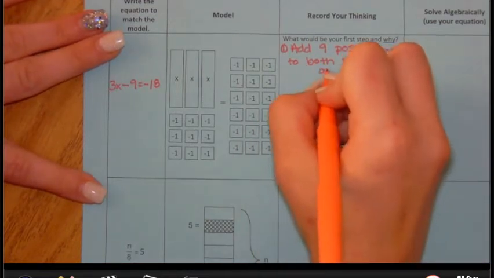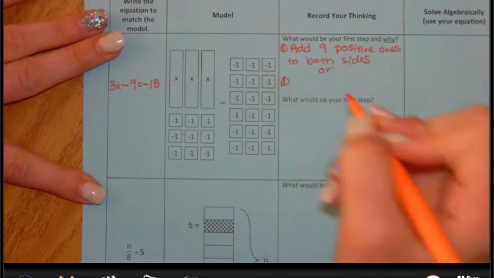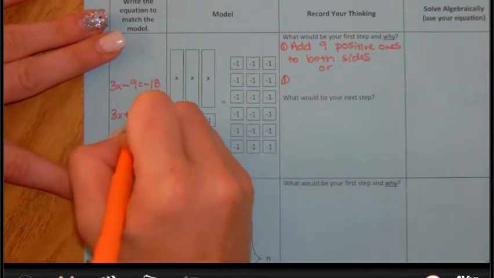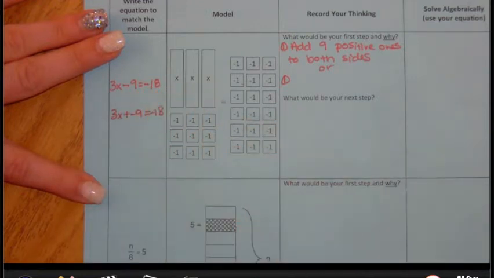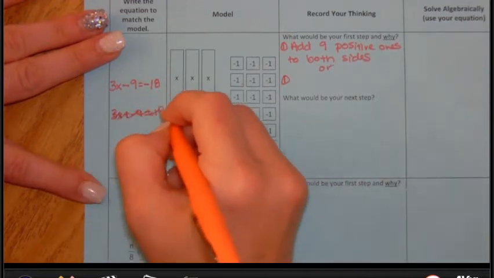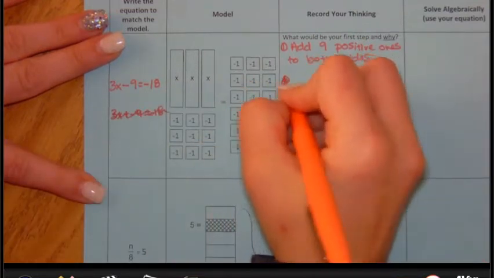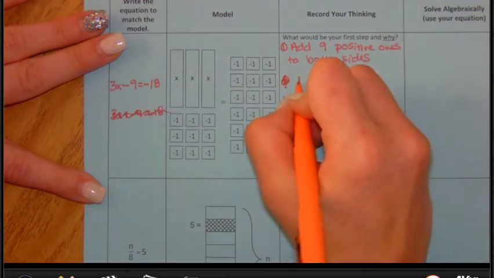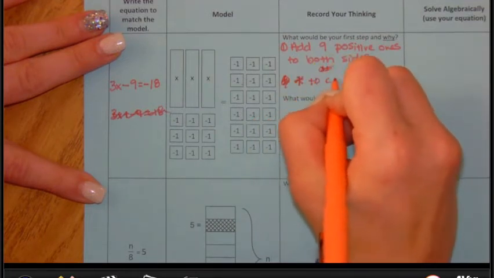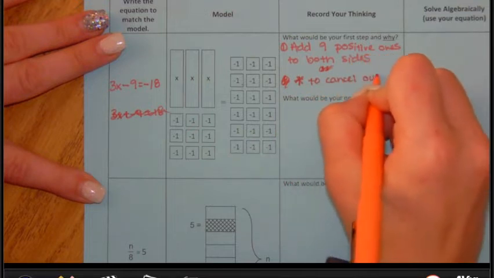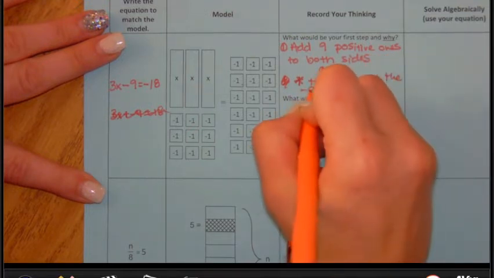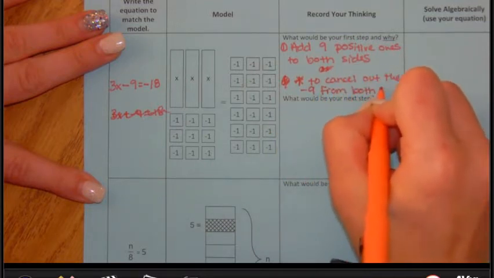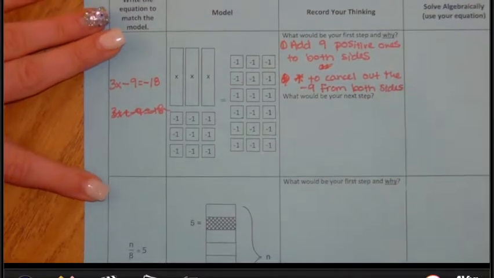Or, let's make this a little simpler. Actually, let me change the equation. 3x plus negative 9 equals negative 18. Nope. I want to leave it at what I got. Add 9 ones to both sides. Okay. And why am I doing this? The reason for this is to cancel out the negative 9s from both sides.